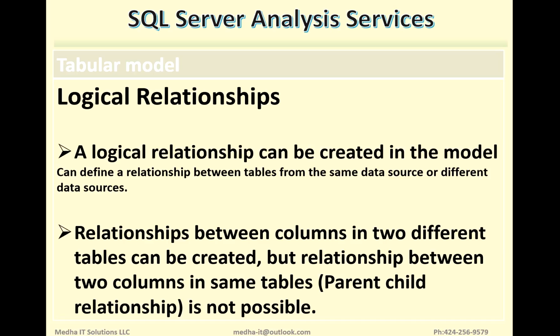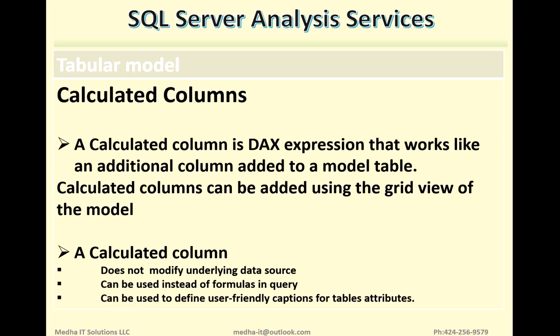Relationships between columns in two different tables can be created, but relationship between two columns in the same table cannot be built. That means parent child relationship is not possible. Again, this is for now. They may be changing. That means there may be improvements which can allow parent child relationships.